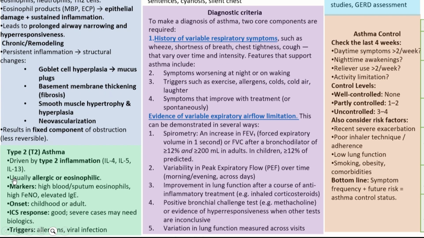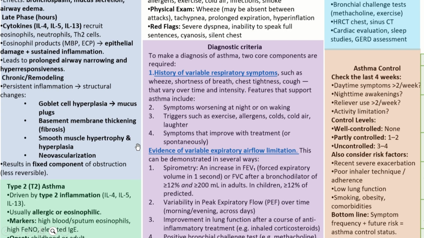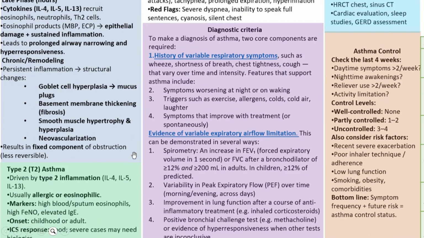There's something important to know, which is the T2 and the non-T2 asthma, or the type 2 asthma. This one is driven by type 2 inflammation, that is by interleukin 4 and interleukin 5. When we have T2 asthma, it is usually allergic or eosinophilic. When you check the blood for markers, you're going to see markers of eosinophilia. For example, you have high blood eosinophils, high sputum eosinophils, and a high fraction of exhaled nitric oxide, which is a byproduct given off from the eosinophils. And then we have elevated IgE, and this one normally comes in childhood.